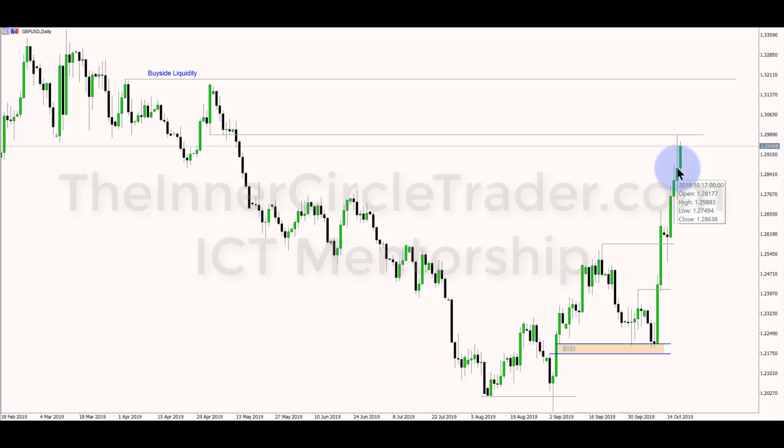And the high comes in at 129.88 and 3 pipettes. So really, really nice run into that. All of this imbalance, all the fair value gaps and such we talked about when it was back in here. We could eventually, if we get above these equal highs, reach for and fill in all this. We saw that.